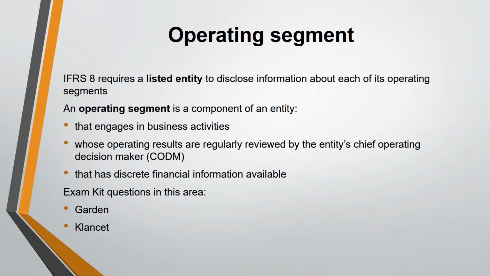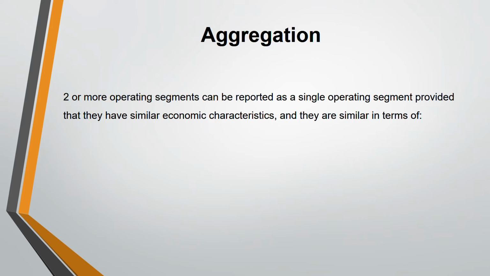So let's start with aggregation. When do you aggregate and when do you not aggregate? For aggregation, you can sometimes aggregate two or more operating segments. Remember, they have to be operating segments. When you are aggregating, all of them have to be operating segments. You cannot aggregate one operating segment with another one that is not an operating segment. First, they have to meet the definition of operating segment.